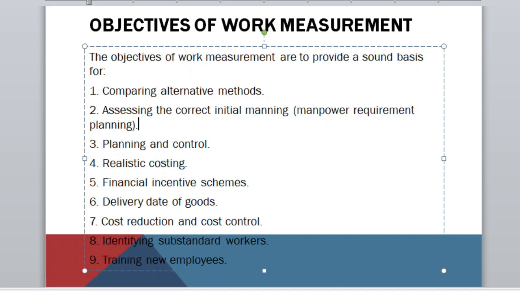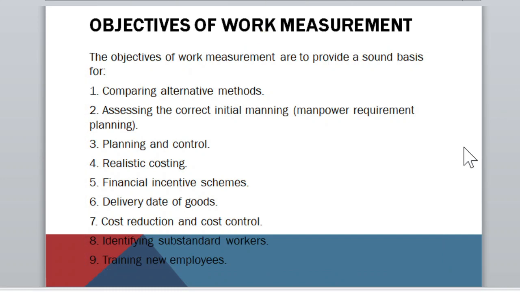It all happens together. Do it right the first time. If you want to do it right the first time, then putting the right people at the right job is your best option. Okay, next is planning and control, and then realistic costing, financial incentive schemes.